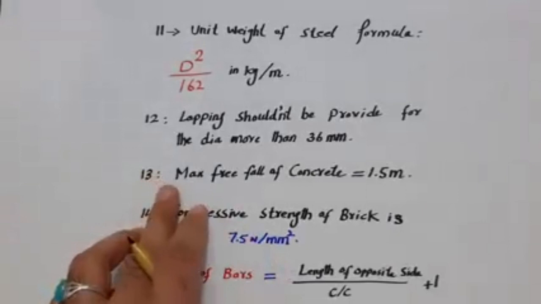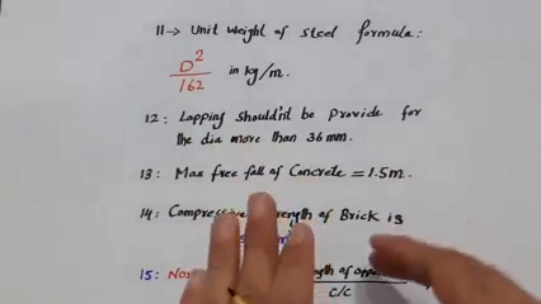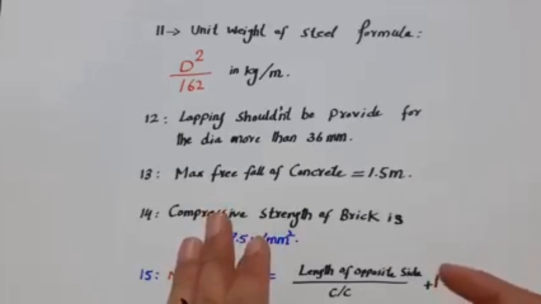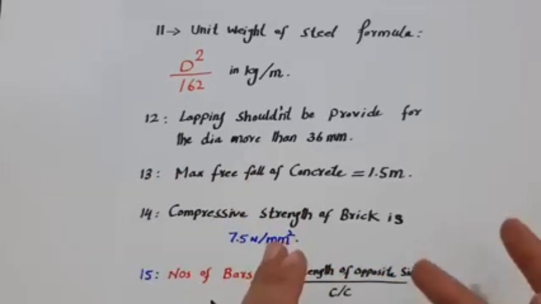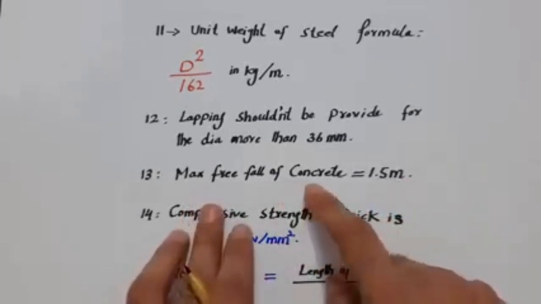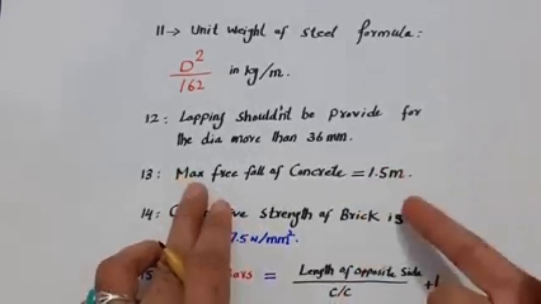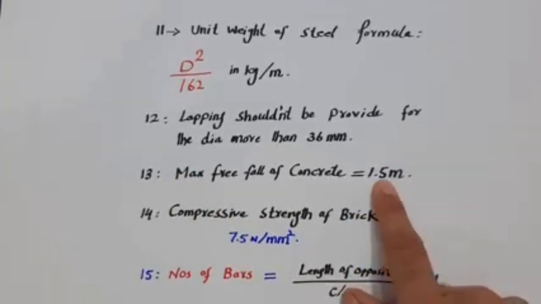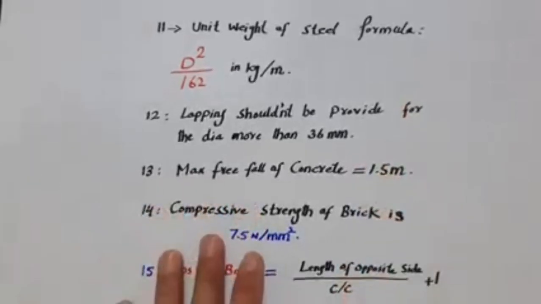Guys, the 13th one is max free fall of concrete. When we are pouring concrete in a slab or any RCC member, the concrete height should not be more than 1.5 meter. So max free fall should not be more than 1.5 meter. Otherwise, it will cause bleeding, segregation, etc., and you will face problems.